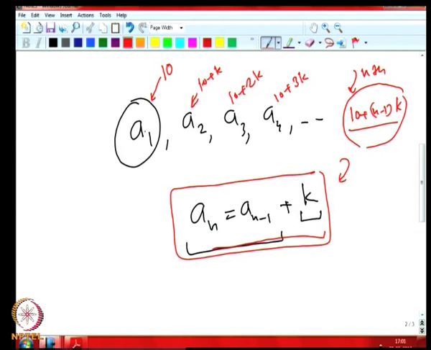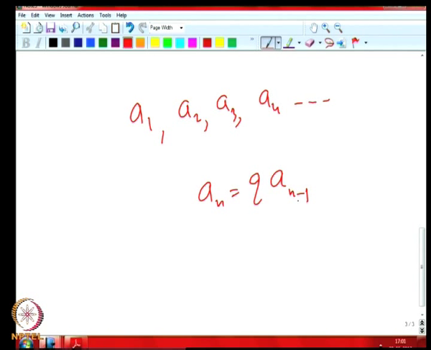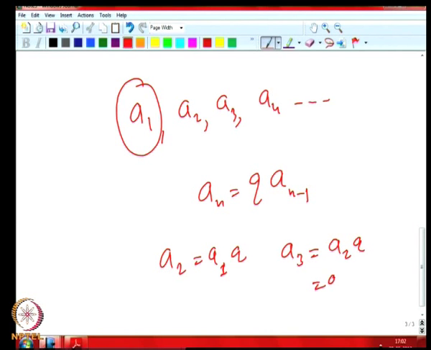Another kind of sequence we are very familiar with is the geometric progression. There we have a sequence A1, A2, A3, A4, etc., where An is some q times An minus 1. We need to know A1, then A2 will be A1 times q, A3 will be A2 times q, that is A1 times q square, and so on. Like that we can figure out all the values.